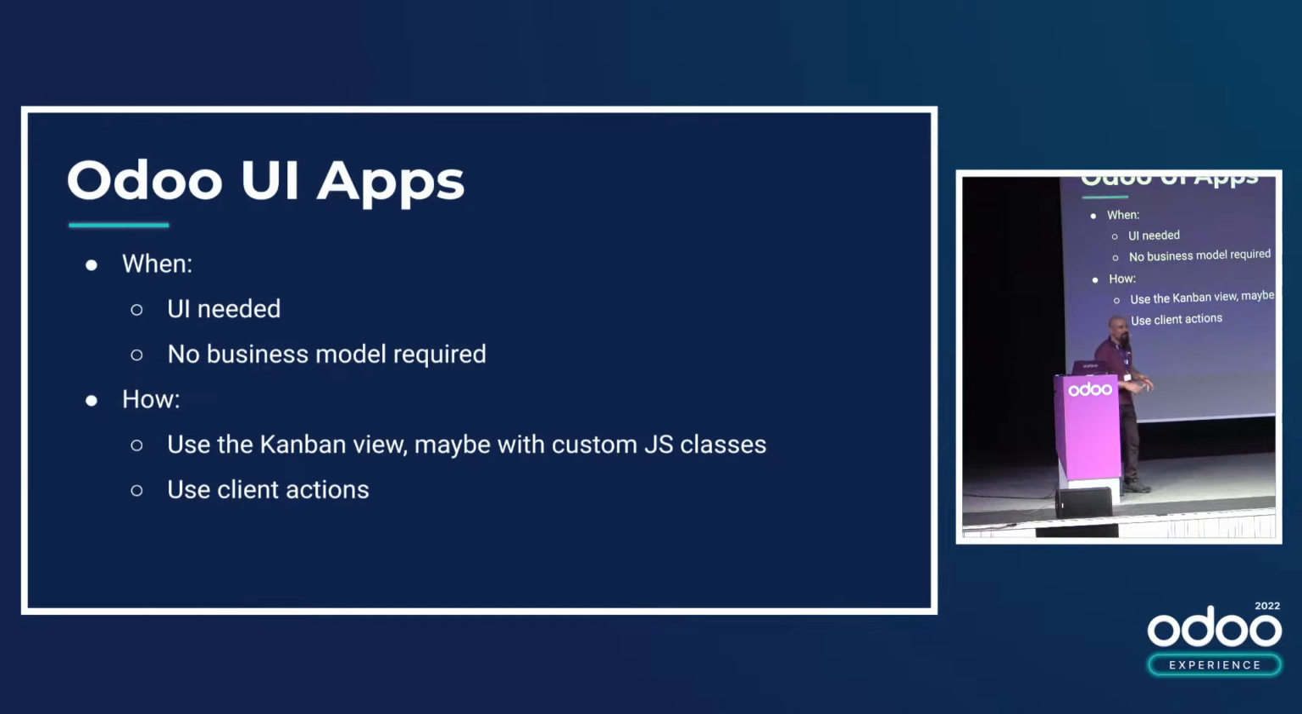You can use the Kanban view. Kanban view in Odoo is exactly an HTML. You can use an HTML template. You can do anything you want in it. And you can have some sugar with adding some JS classes like you had seen in previous talks. Or still you can use client actions, but in a different way.